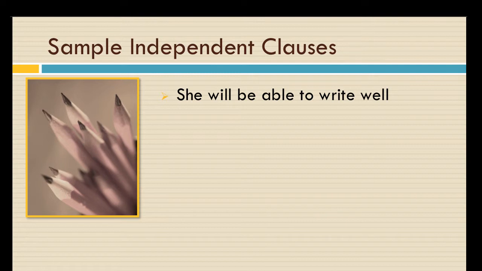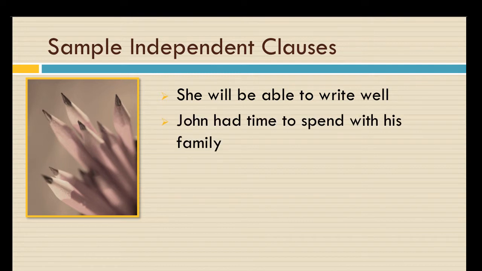She will be able to write well. John had time to spend with his family. Elliot slept. Now, each of these word groups has both a subject and a verb. In the first word group, for example, the verb is will be, right? That's a form of the verb to be. If we ask who or what will be, we see that the answer, she, is within that word group. She will be able to write well expresses a complete thought.